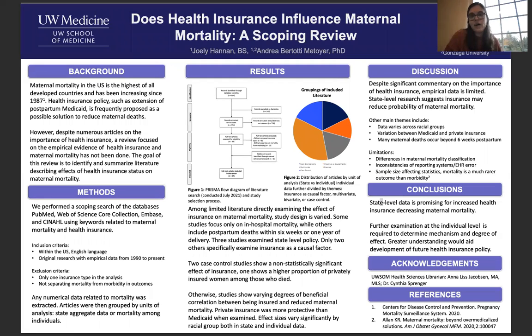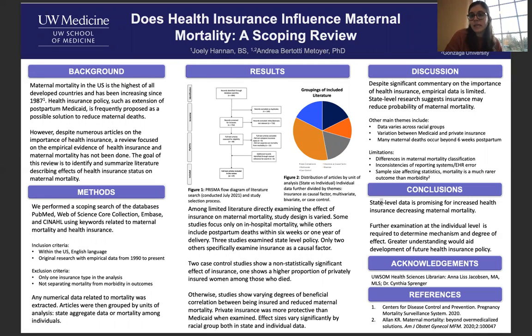But all in all, the state studies showed a positive effect of expanded insurance access and a decrease in maternal mortality. So for example, some states that expanded Medicaid typically had a leveling off of maternal mortality rates since they did so, versus states that opted not to expand Medicaid in the Affordable Care Act have continued to have an increase in maternal mortality in their states.